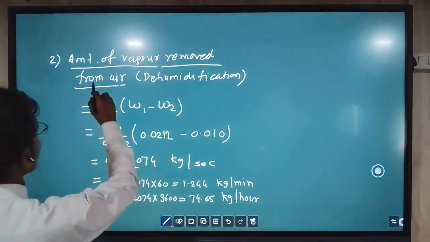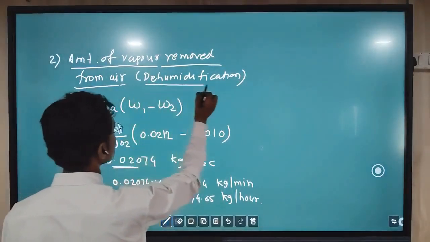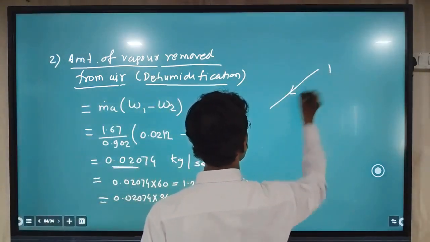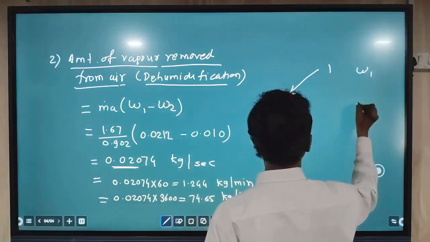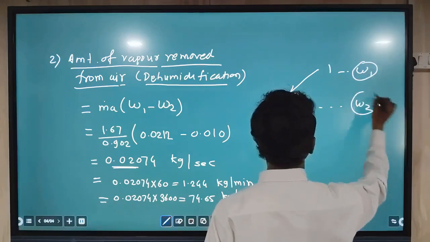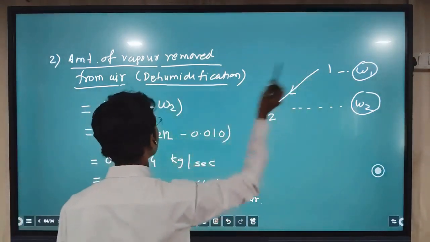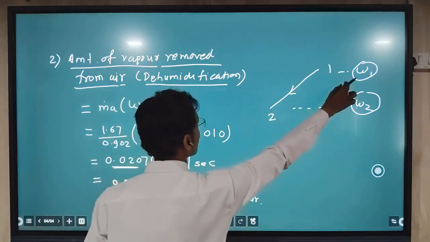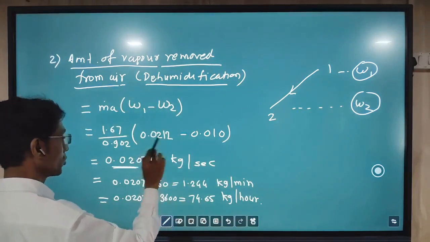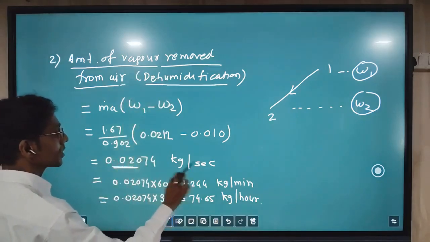The second calculation is the amount of water vapor removed from the air, meaning it is a dehumidification process. During the dehumidification process, the process taking place in this fashion, 1, 2, here we find W1 and here W2, the humidity values from the psychrometric chart. So what is the formula? Mass flow rate supplied at 1, and the amount of moisture content reduced during the process, W1 minus W2. These are the values from the psychrometric chart we put in. If you do the calculation, we find this dehumidification in kg per second.